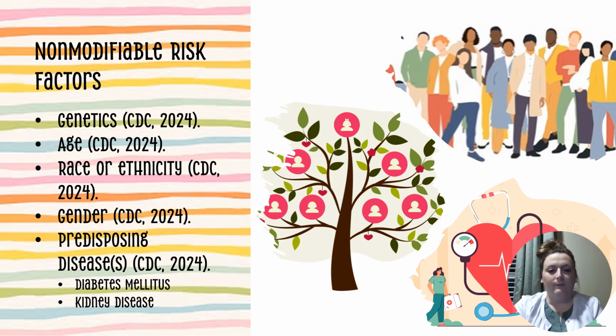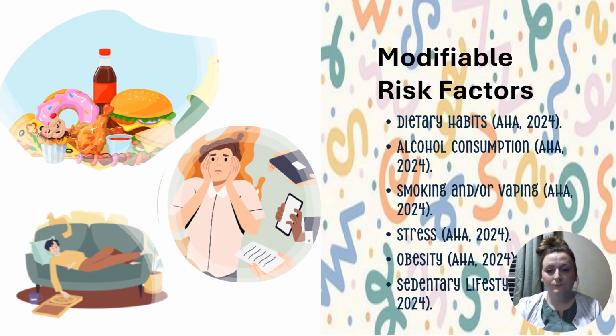So with that in mind, genetics, DNA, age, race or ethnicity, gender, and predisposing diseases such as diabetes mellitus or kidney disease, for example, cannot be modified. In the other category, modifiable risk factors are things that we can change. We have control over and we can change our dietary habits, alcohol consumption, smoking and or vaping, stress, obesity, and sedentary lifestyles.